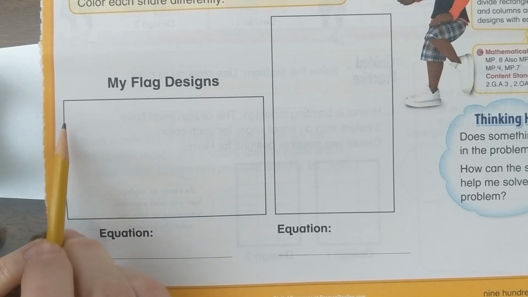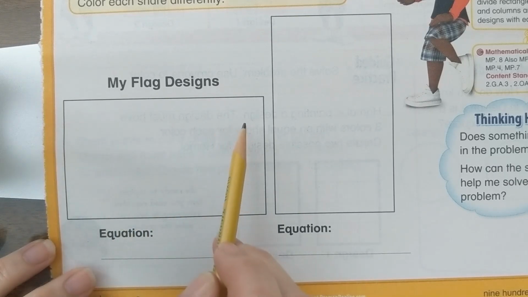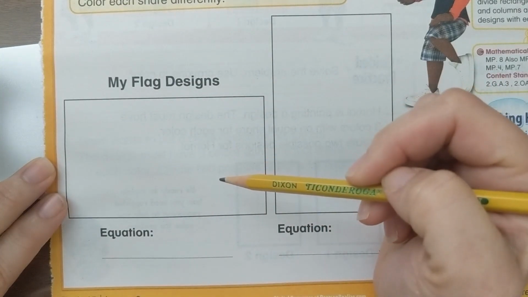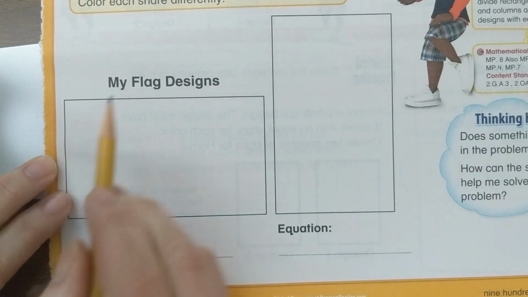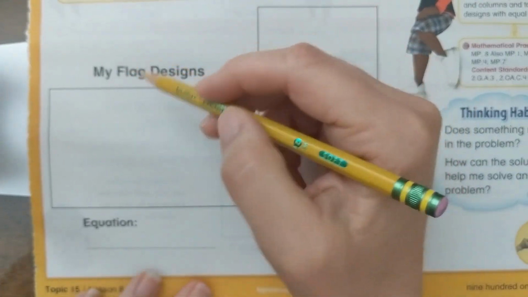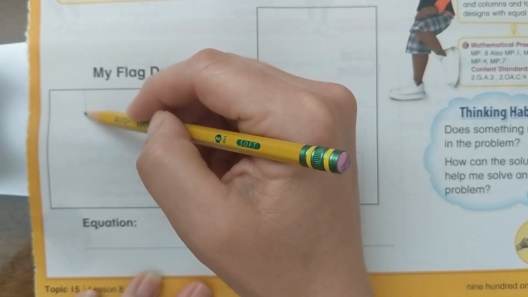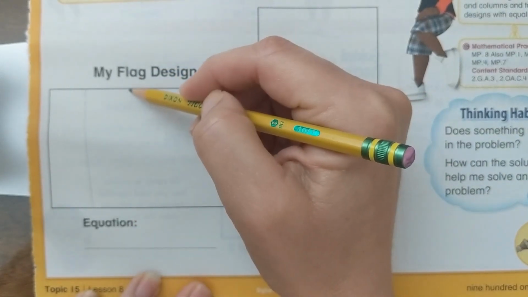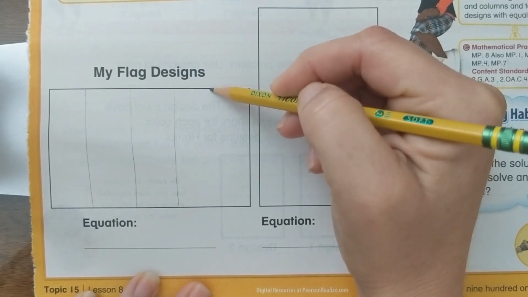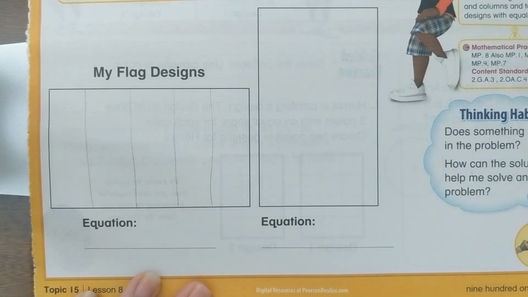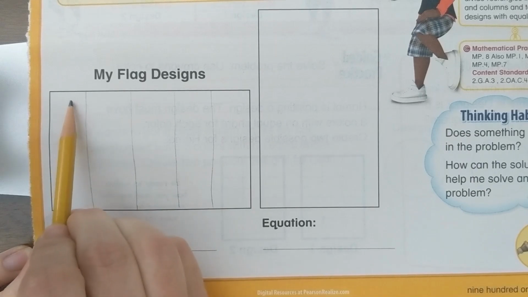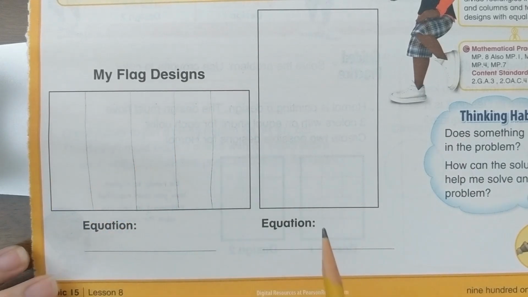If I want 5 boxes going across, then that means I need to draw 4 lines going up and down to create those 5 boxes. So let's draw 4 lines. So let's see. 1, I'm just going to eyeball it here. 2, 3, and 4. Just trying to make it as even as possible. Okay, and then that should give us our 5 boxes. Let's see, 1, 2, 3, 4, 5.